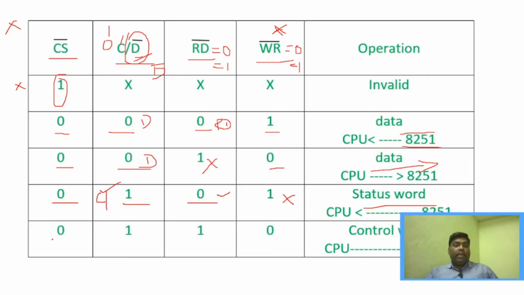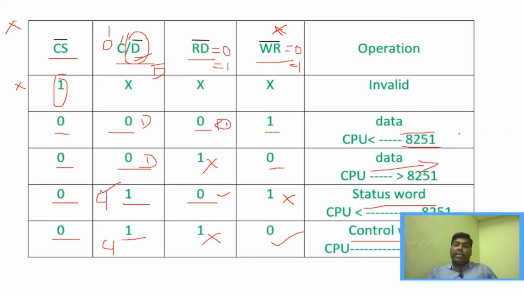And again 0 represents the chip select, and C/D 1 represents the control word register, and RD equal to 1 represents read signal is inactive, and write signal is 0 represents that write signal is active, which means CPU will perform write operation, that is microprocessor will write on control word register, right? The write operation will be performed on the control word register. So you have to understand this operation very clearly here, right?